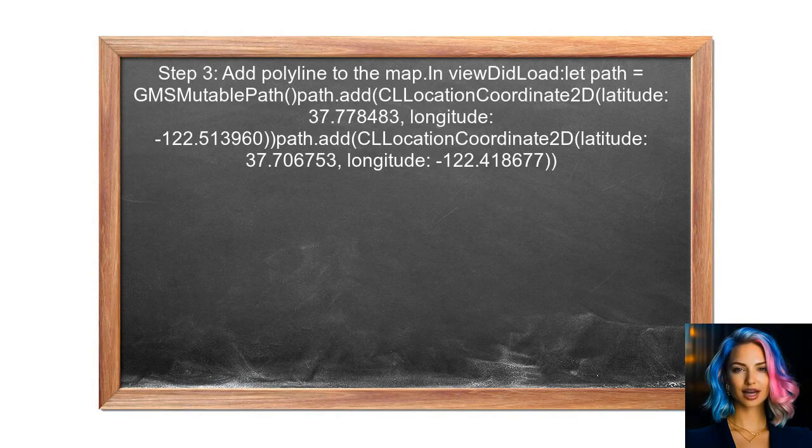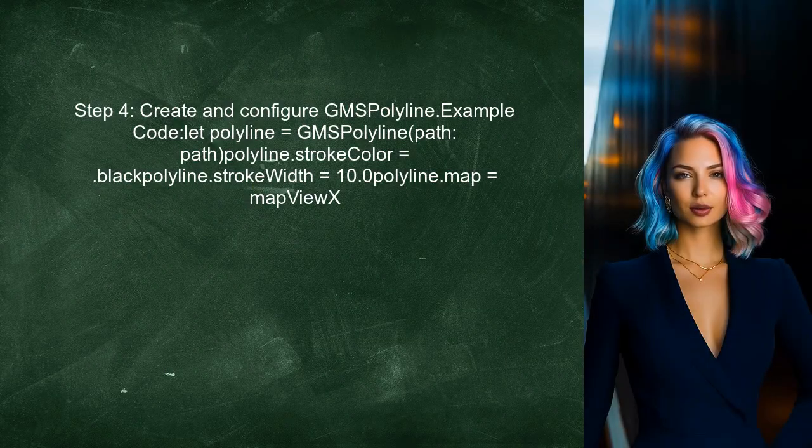Now, the user can add the polyline to the map. In the viewDidLoad method, they should create a GMSMutablePath and add the coordinates for the start and end points of the route. After defining the path, the user should create a GMSPolyline object, set its properties like stroke color and width, and finally assign it to the map view.